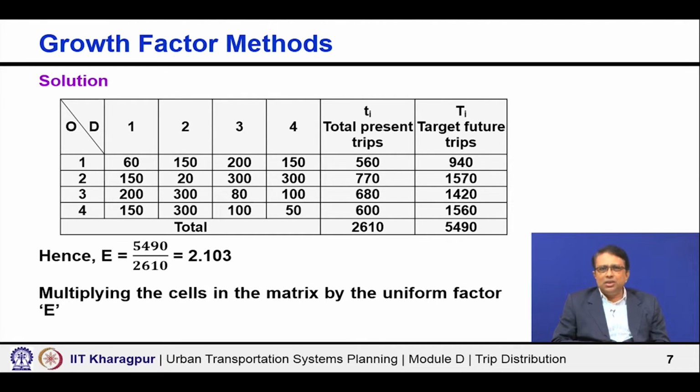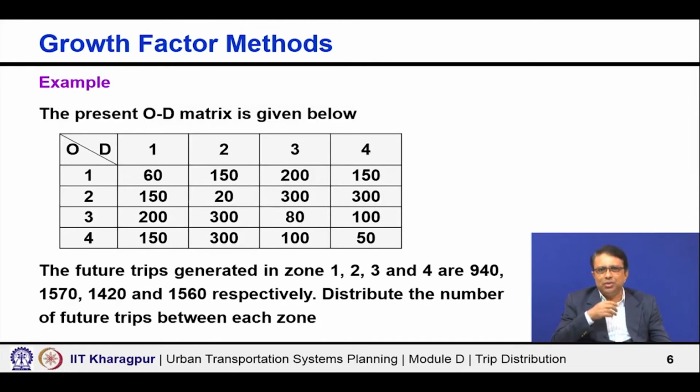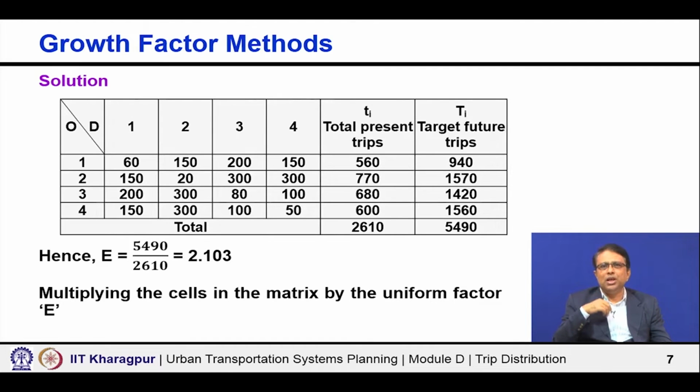The future productions are also given in this example. Go back to the previous one, you can see 940, 1570, 1420 and 1560. Those values are put here. So, we know that the future total trips in the study area will be the addition of all these numbers, which comes out to be 5490. So, the present total trips are 2610, and the future total trips are 5490.